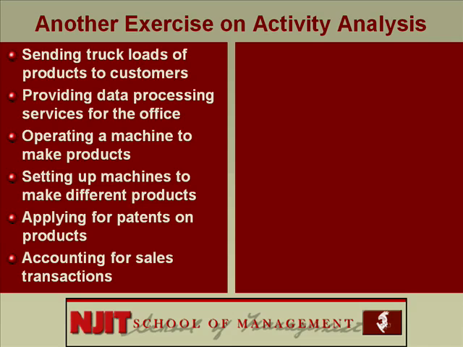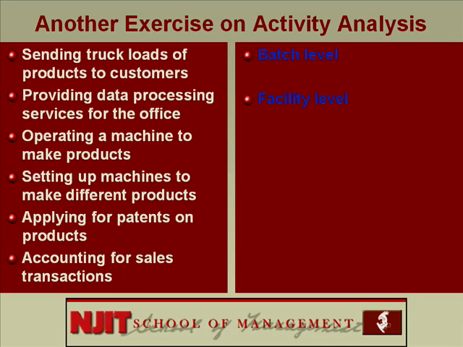Are you done? Here are the answers. The first one, truckloads of products to customers. You could make a case it's batch level because they send it in batches. The second one, providing data processing services for the office. Could make a case for facility level.